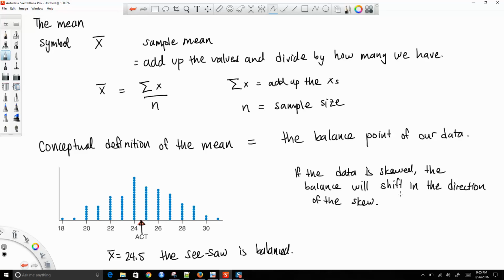Okay, and so that's why the textbook says if you have skewed data, we might prefer not to use the mean, okay? Because the mean is affected by extreme values, like in a skew. Is that okay?